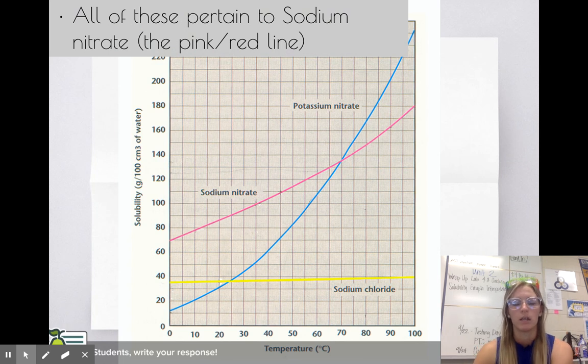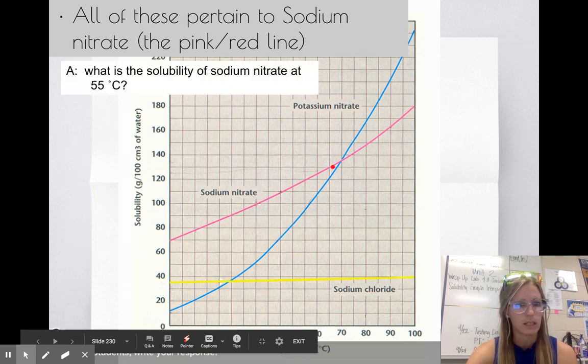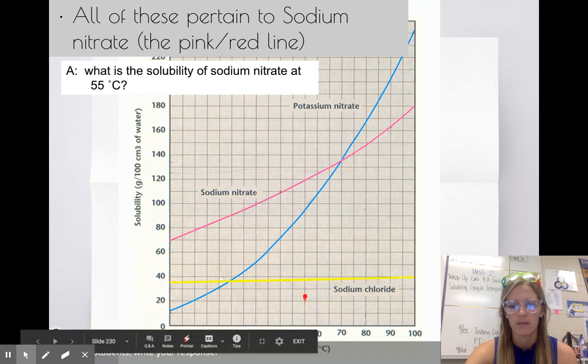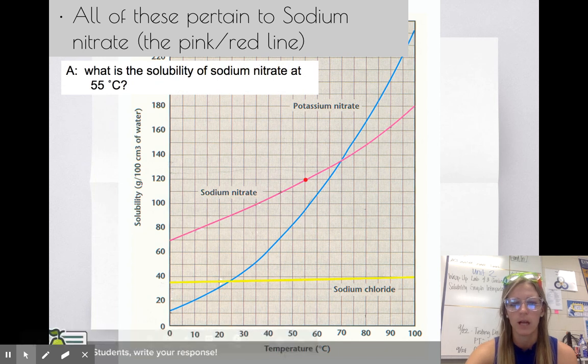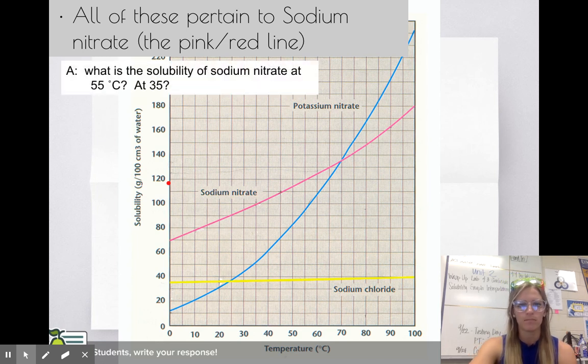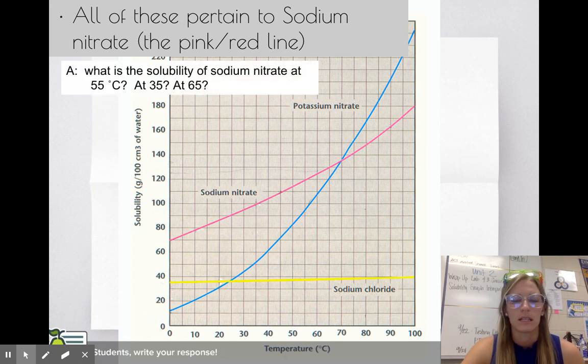All right. These then are working with strictly our sodium nitrate line. So again, just reading the table. What's the solubility of sodium nitrate at 55? So here's 55. We follow it up to our pink line. Here we are. We're not quite right on the middle there. We're slightly below 120. Okay. So same thing here at 35, and then again at 65. Just reading the chart.